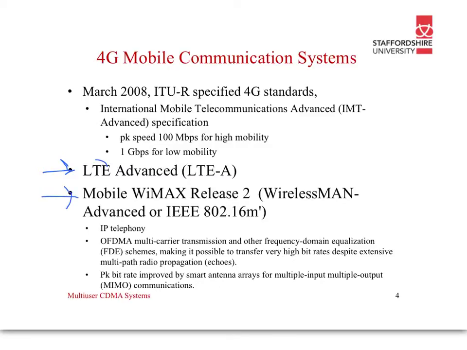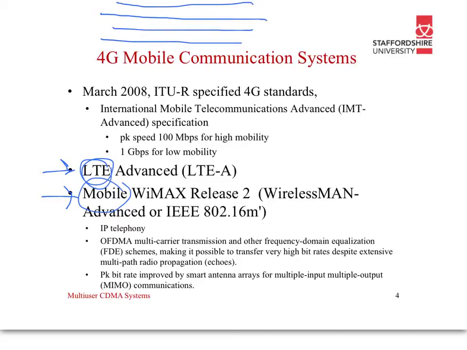So this will be used in the cellular, and this can be used for the high speed link, which is more like Wi-Fi and WiMAX. So IP telephony will be used, and orthogonal frequency division multiple access. If we think of code division multiple access, that we're going to talk about now, as a serial communication, like a serial circuit, then with OFDMA each user's data can be transmitted in parallel.